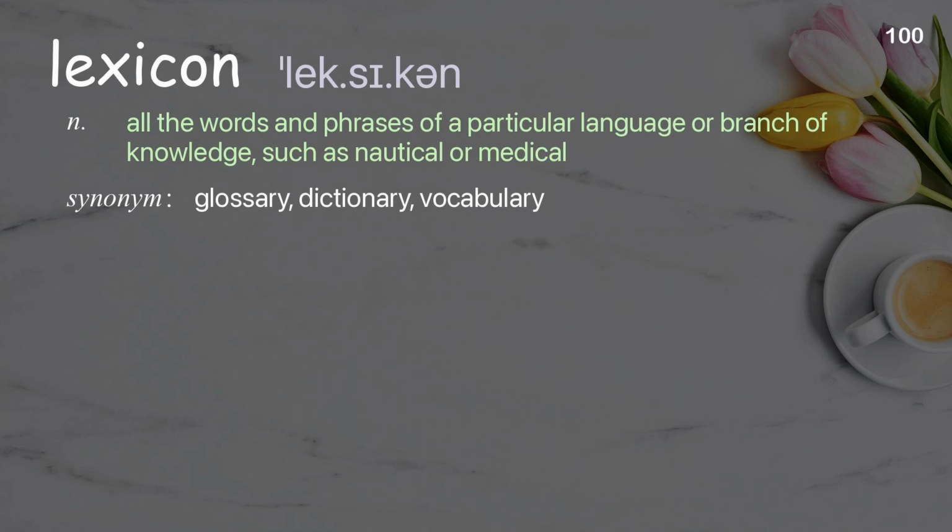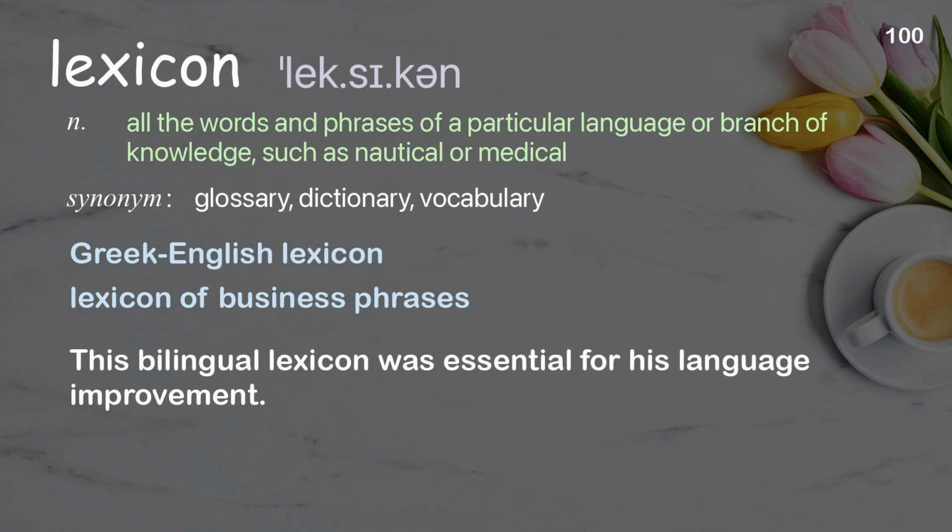Lexicon: All the words and phrases of a particular language or branch of knowledge, such as nautical or medical. Examples: Greek-English lexicon. Lexicon of business phrases. This bilingual lexicon was essential for his language improvement.